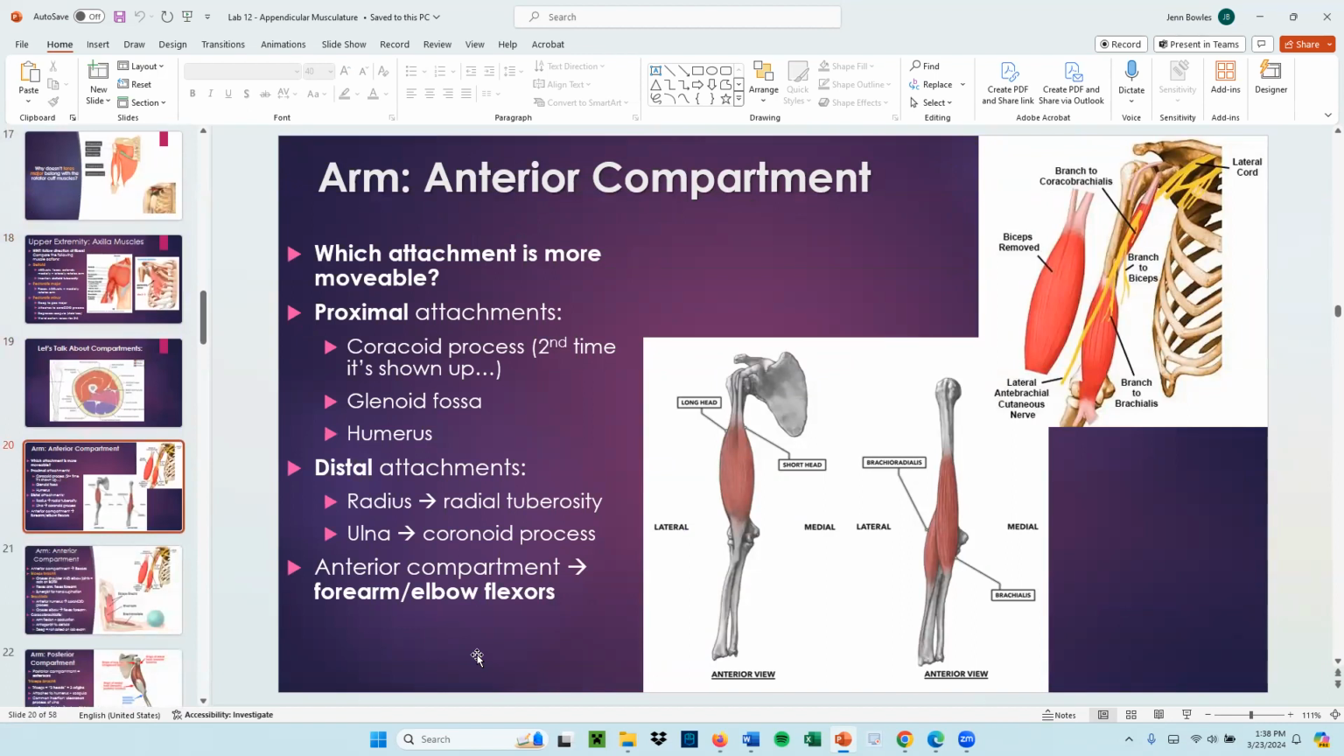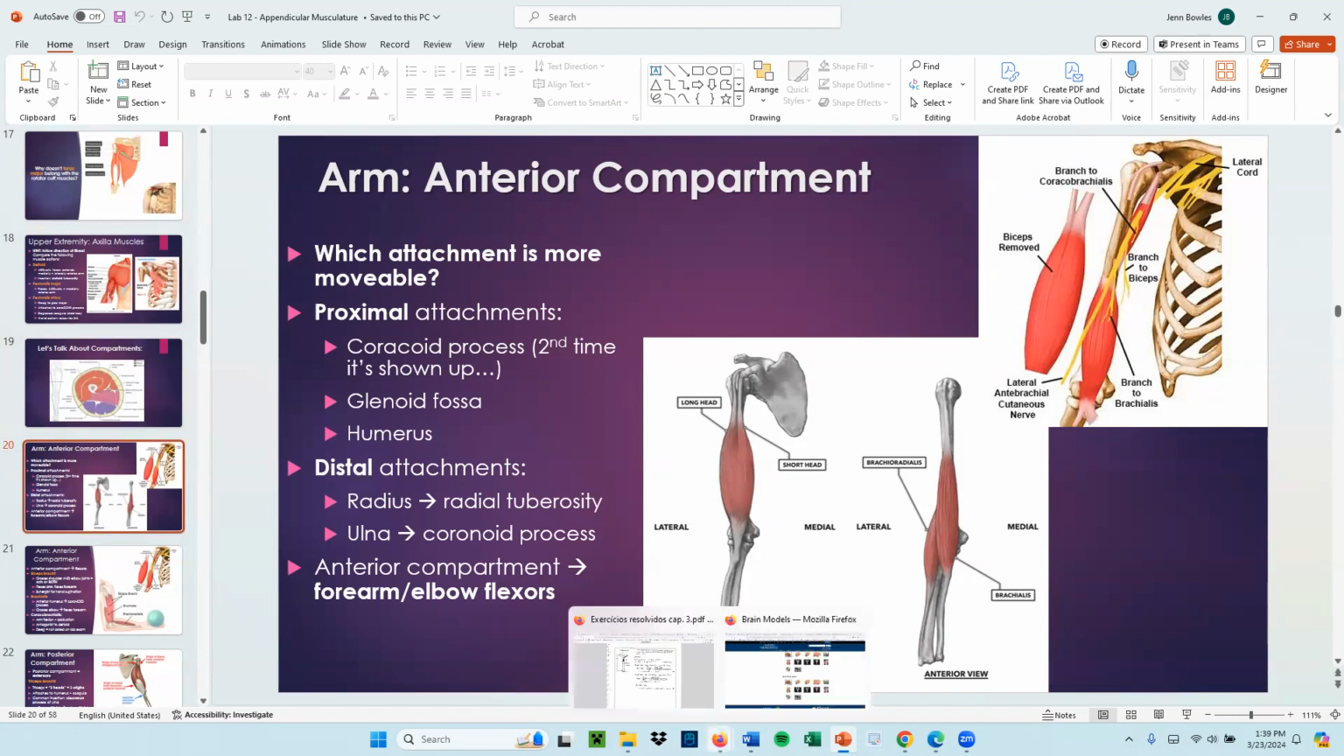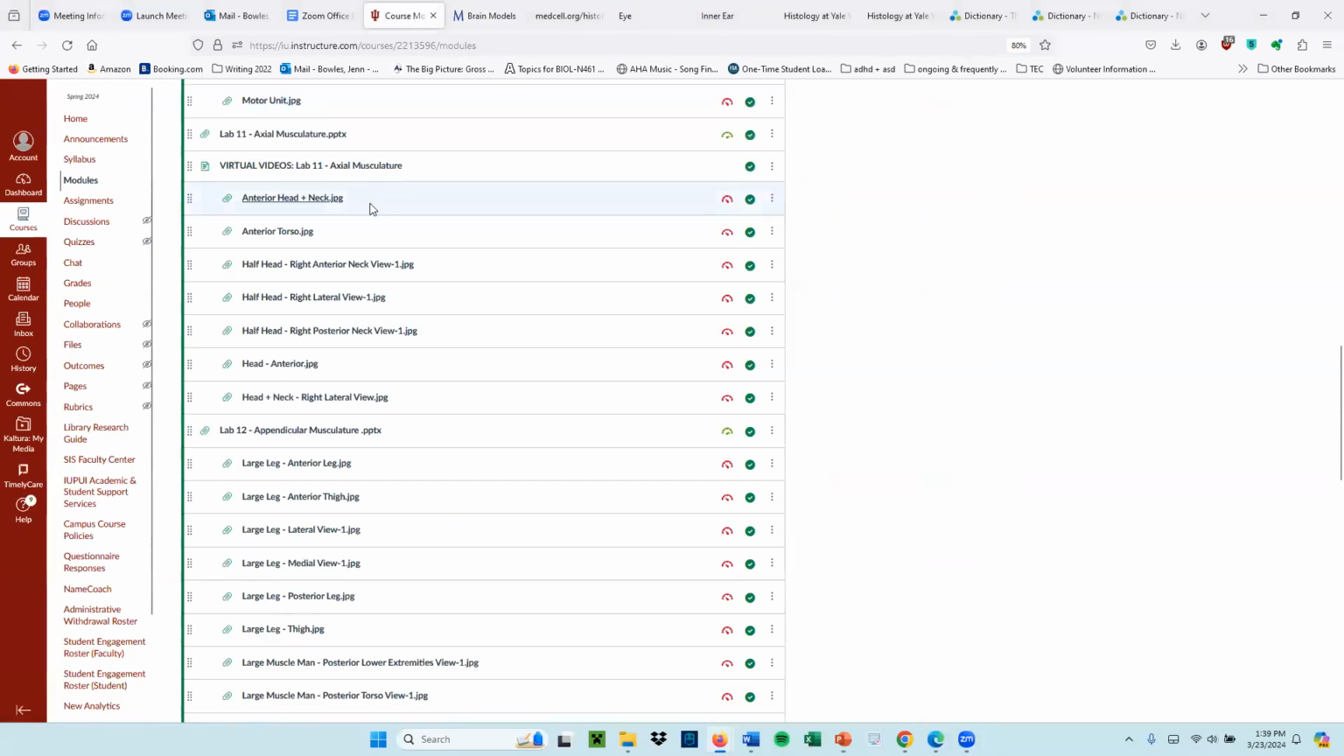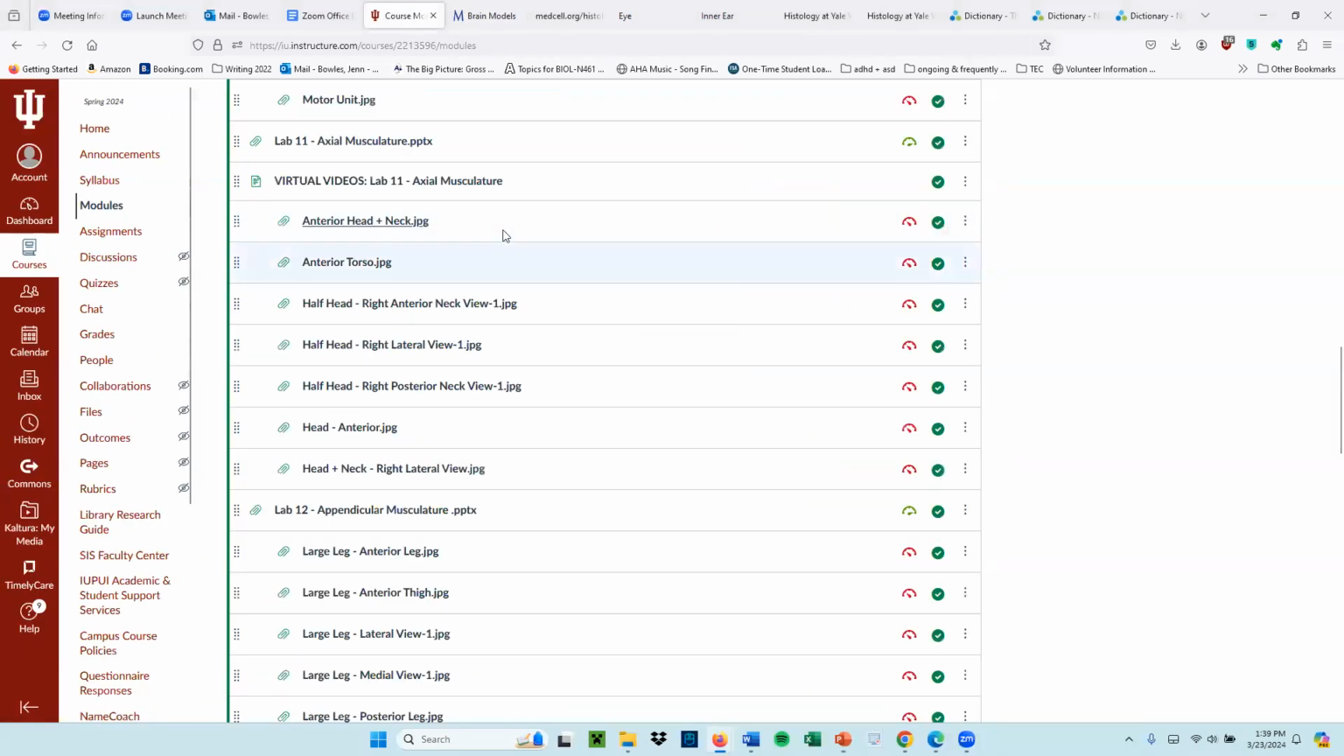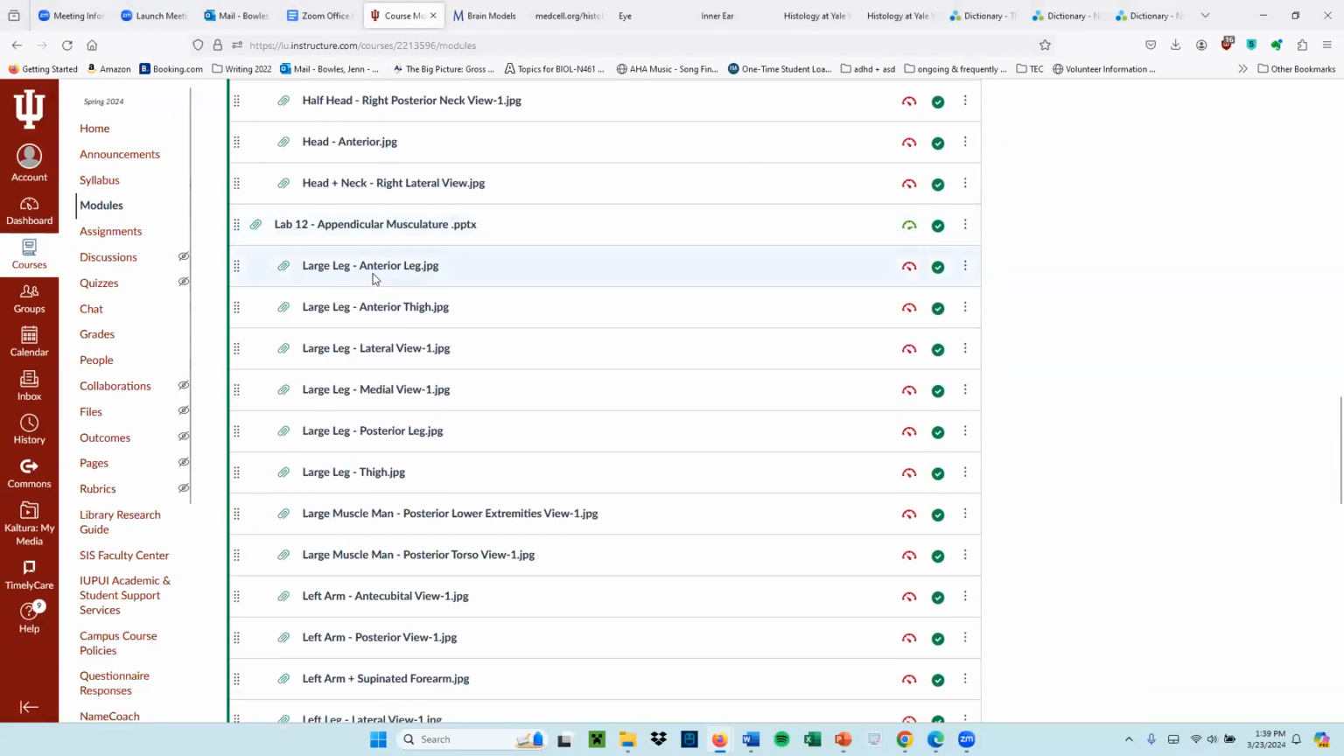And then we get into our compartments. The main challenge with our models is figuring out anterior versus posterior, lateral versus medial, figuring out where anatomical position is. So I'm going to show you our arm model and then our thigh and leg model. These are all available in Canvas, and I recommend flipping through these as well.